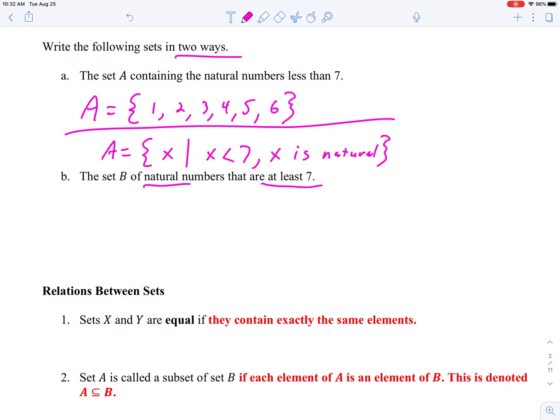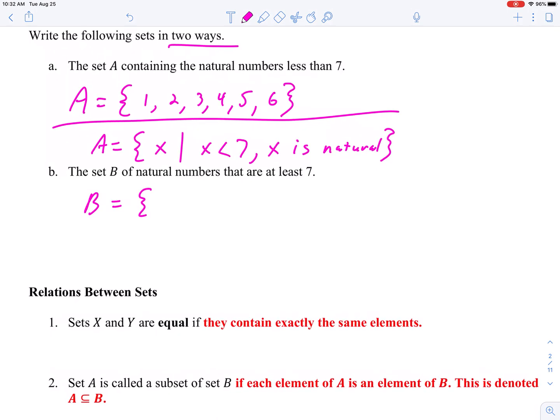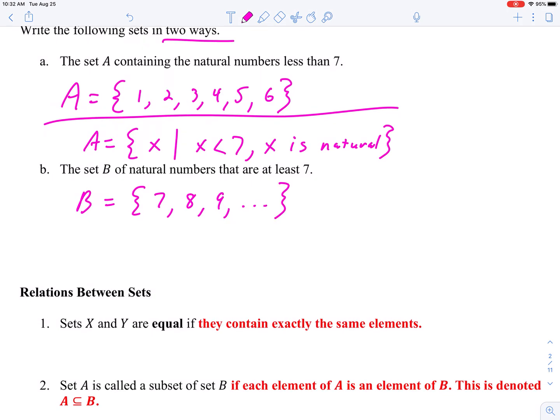Okay, so let's write that out. So B, natural numbers that are at least 7. In other words, we're going to start at 7, 8, 9. But then we kind of have a problem, right? We could keep writing forever and never get to the end of all the natural numbers. So like we said before, we'll use the three dots to indicate that this set goes on forever. Okay?